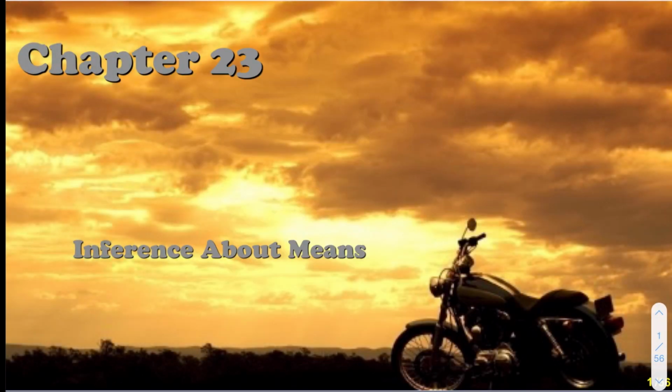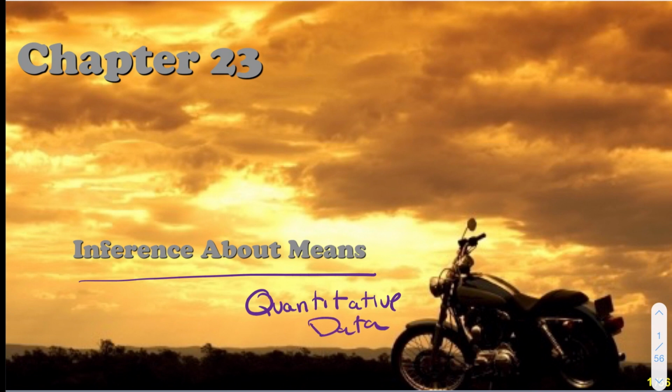So here we are moving into Unit 6, and we're going to start with Chapter 23, which is on inferences about means. Now, you might be saying, we just spent an entire unit talking about proportions. Well, that was all focused on categorical data. And now we're moving on to quantitative data. So as you can expect, we're going to do hypothesis tests with quantitative data. And we're going to be doing hypothesis tests and confidence intervals with means and standard deviations.